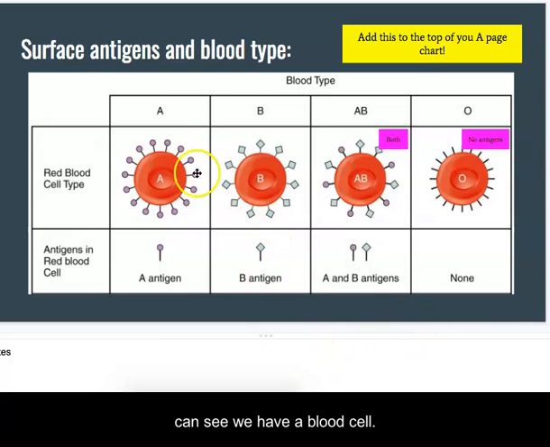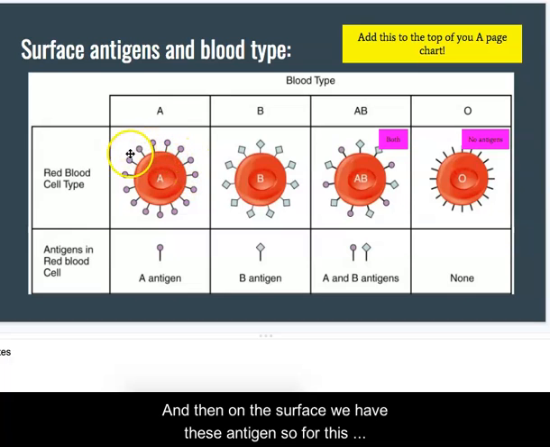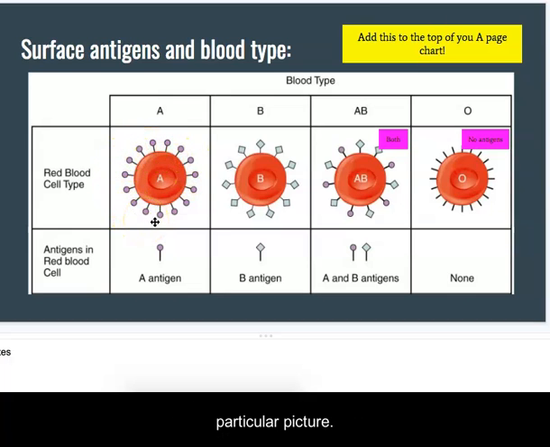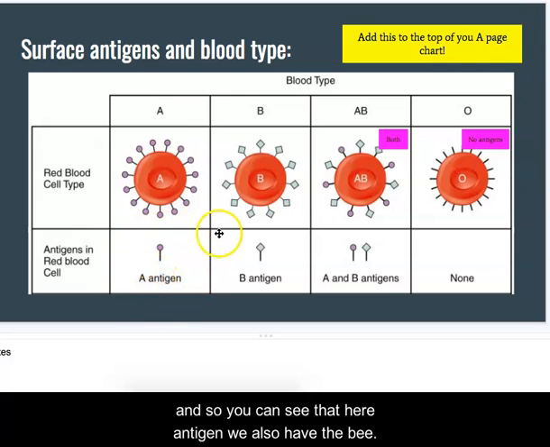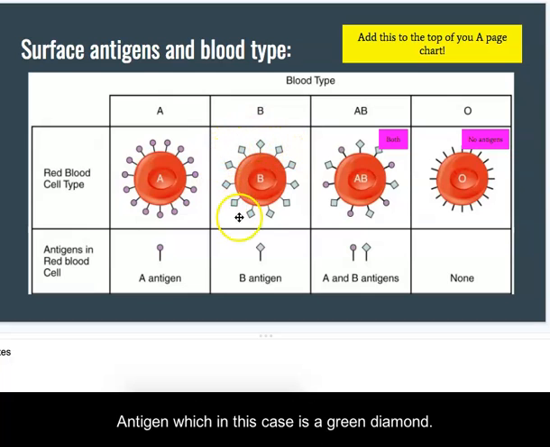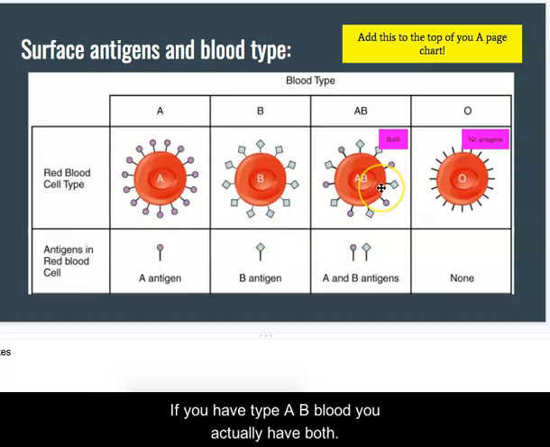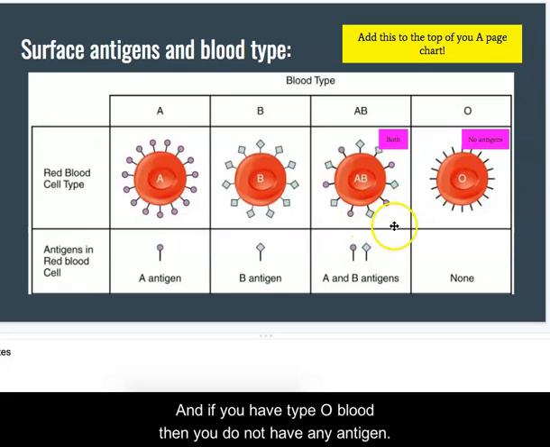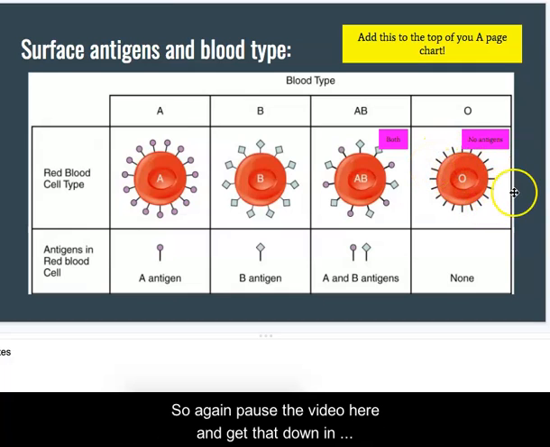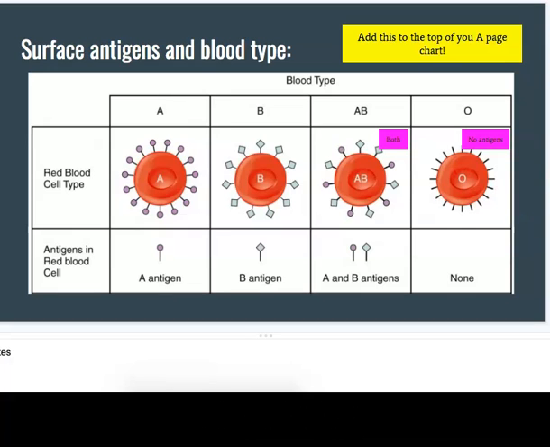So you can see we have a blood cell, and then on the surface we have these antigens. For this particular picture, purple circles are the A antigen protein on the outside, and so you can see that here. We also have the B antigen, which in this case is a green diamond. If you have type AB blood, you actually have both, a mix of the two. And if you have type O blood, then you do not have any antigens. So again, pause the video here and get that down in your notes. And then when you're ready to move on, go ahead and push play.